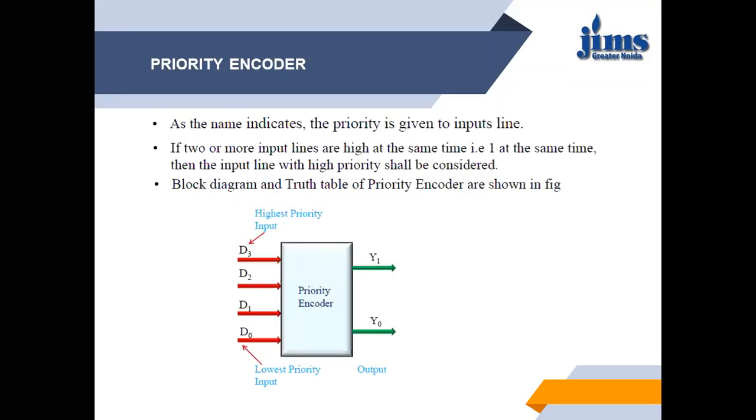So this is the priority encoder block diagram. Suppose we are designing a 4:2 priority encoder, and we have given the highest priority to D3, then D2 has lower priority, D1 has lower priority than D2, and D0 has the least priority. Priority means whenever D3 is 1, we don't care about the values of D2, D1 and D0, and according to D3 the output should be 1, 1.